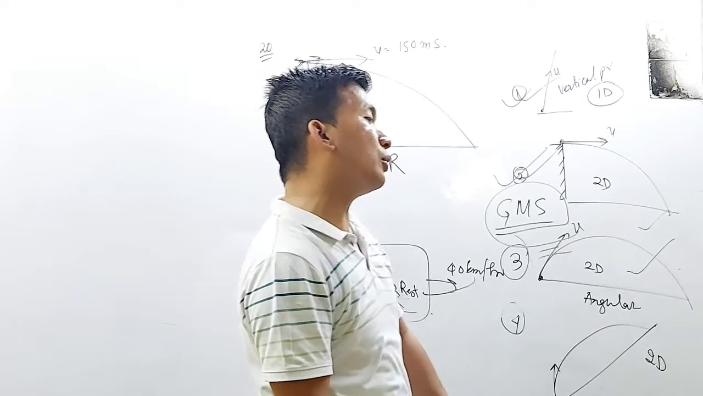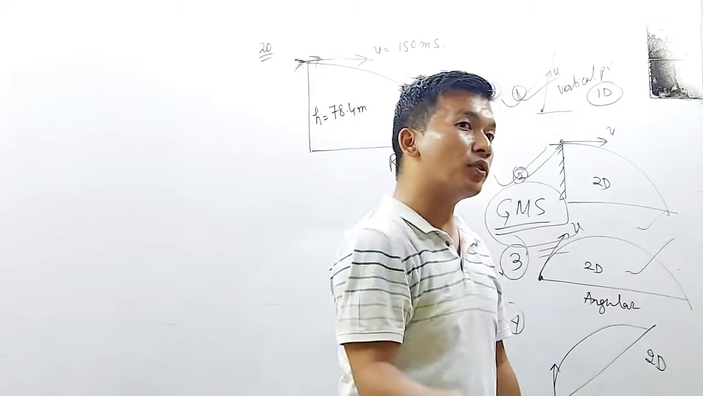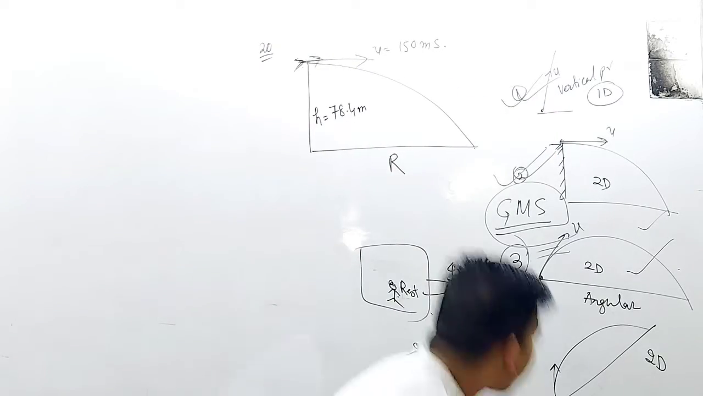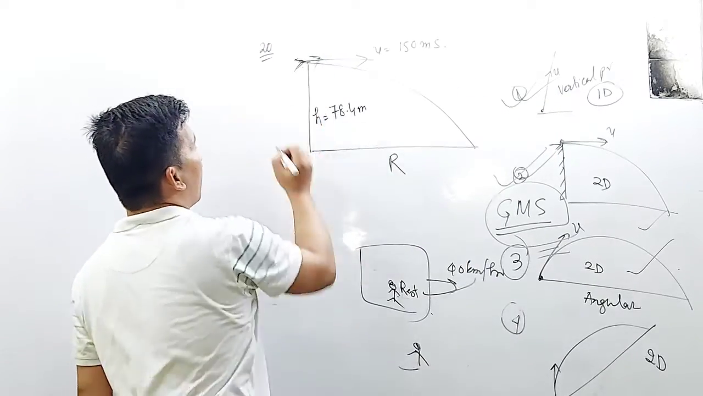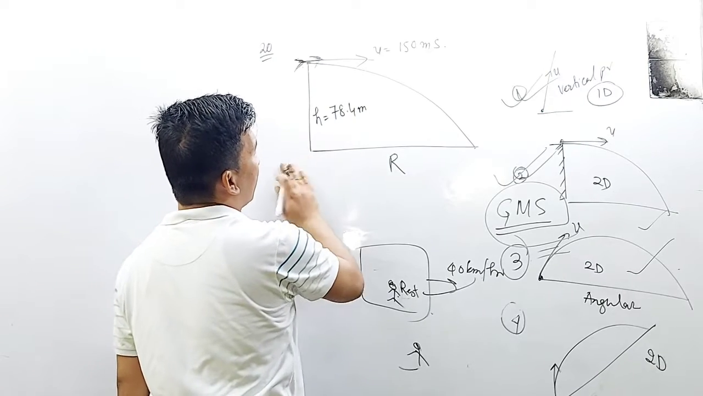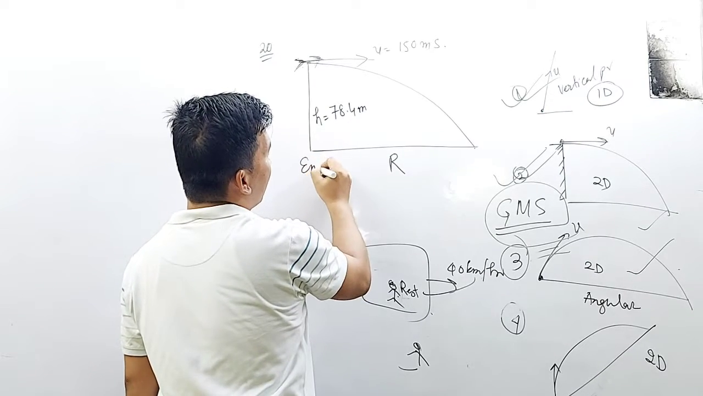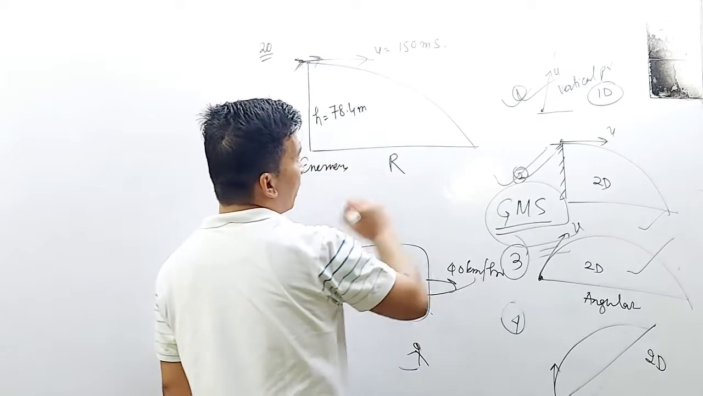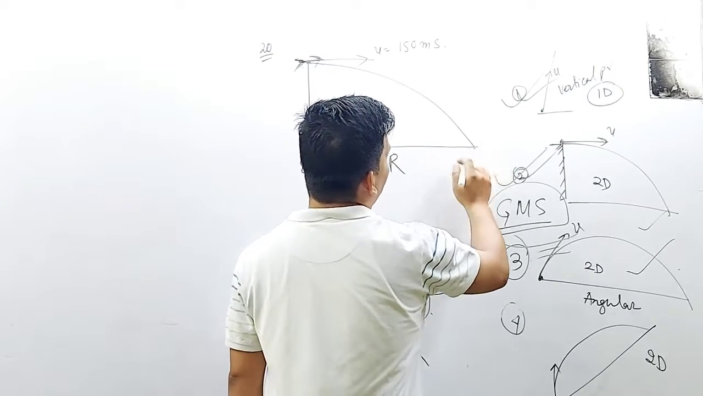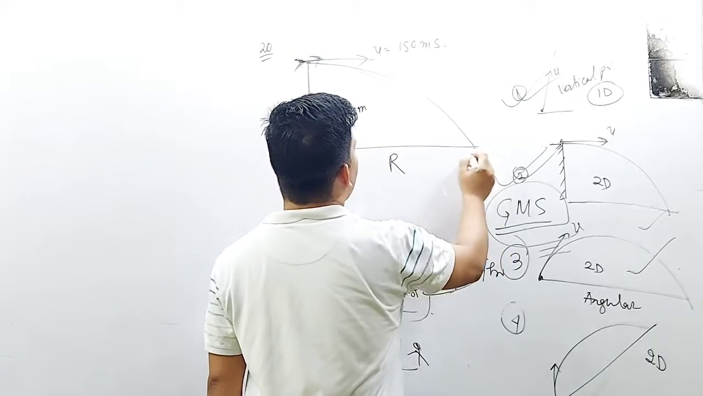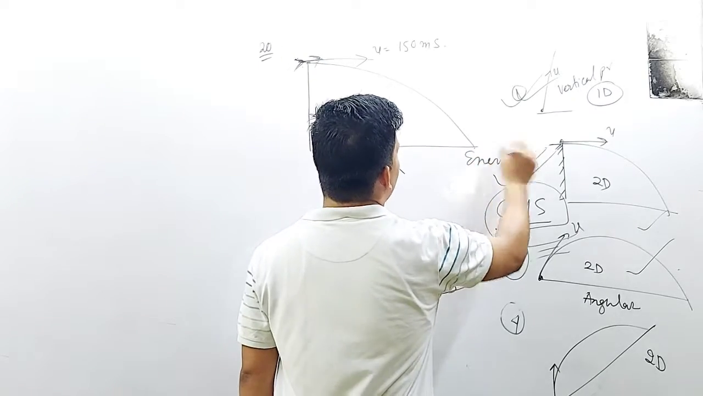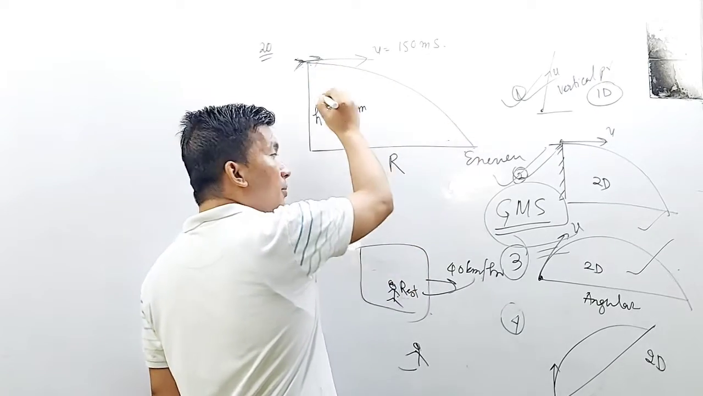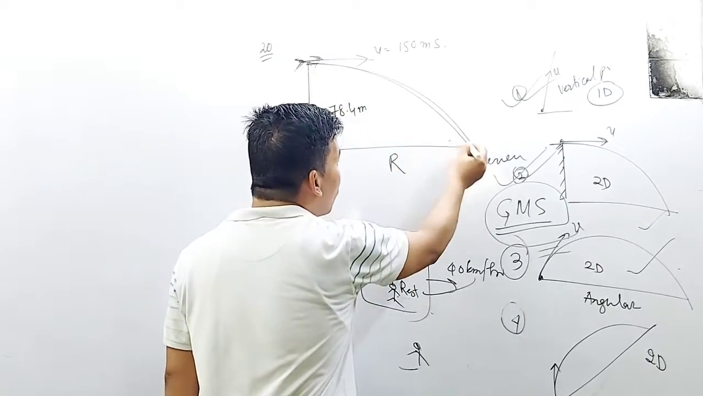it will fall in front of the point. Here, this is the enemy. You should drop the bomb ahead of the enemy so that it lands on the enemy.